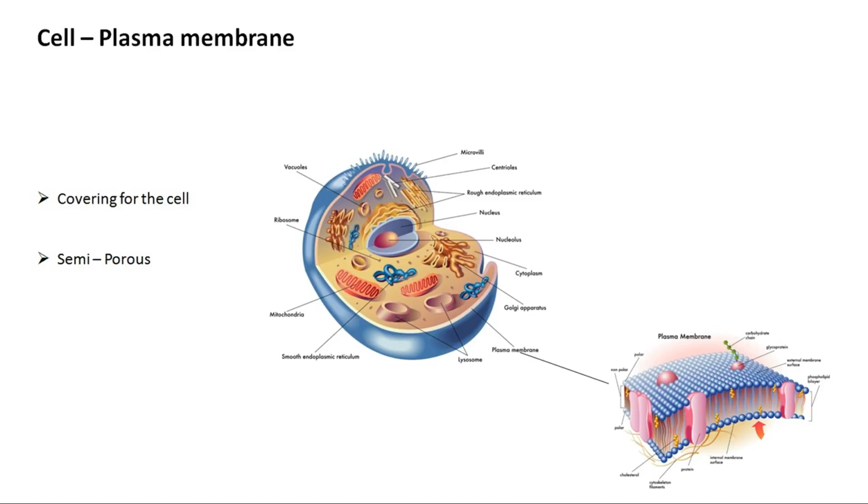The plasma membrane. Like the wall of your house or the skin that covers your playing ball, the cell is also covered with a membrane called the plasma membrane. But unlike the skin of your cricket or tennis ball, this membrane is semi-permeable or semi-porous with a lot of holes for certain materials to move in and move out of the cell, such as certain salts and organic materials needed by the cell.